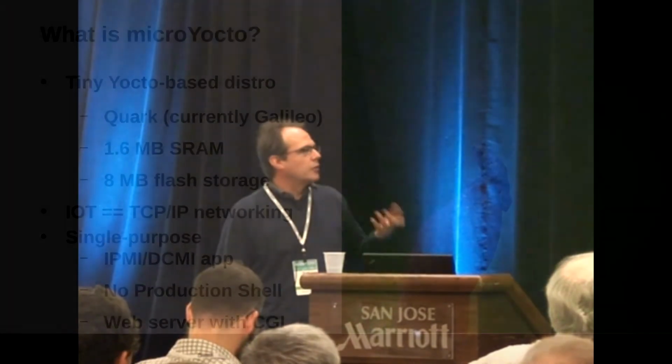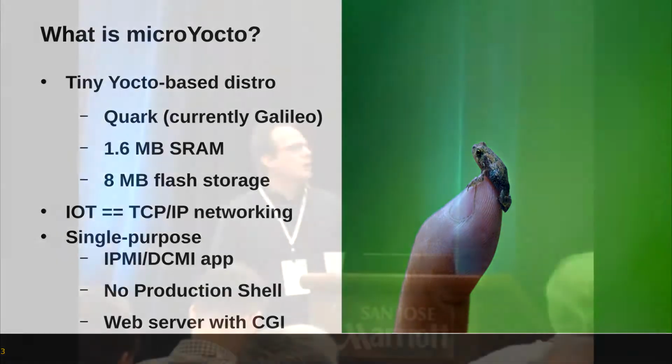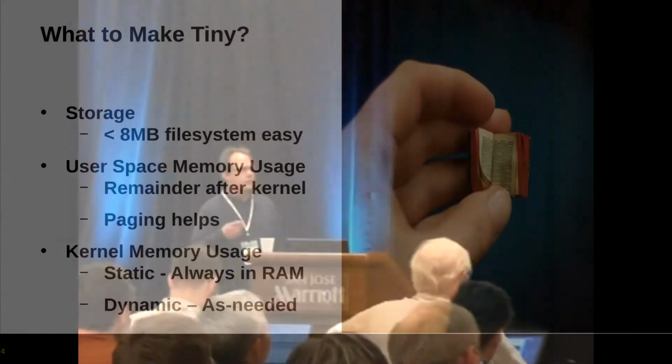In a lot of cases, systems this small are also single purpose, running a single application, for example, an IPMI management application. And many times there isn't a production shell, and maybe in place of that, a small web server that allows some access to the file system. So that's our target system.